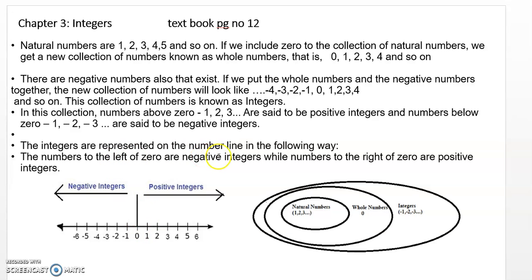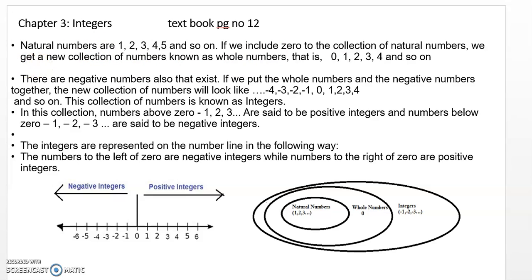Now integers are represented on the number line in the following way. On the right side of 0, which numbers will you get? Positives. On the left side of 0, which numbers will you get? You will get the negative numbers. So numbers to the left of 0 are the negative integers, while numbers to the right of 0 are the positive integers. So I think this is clear to you, what is the meaning of positive, negative, and whole numbers. Remember, if the collection has a 0, it is whole numbers. Starting from 0, it is whole numbers, and the natural numbers don't contain 0.